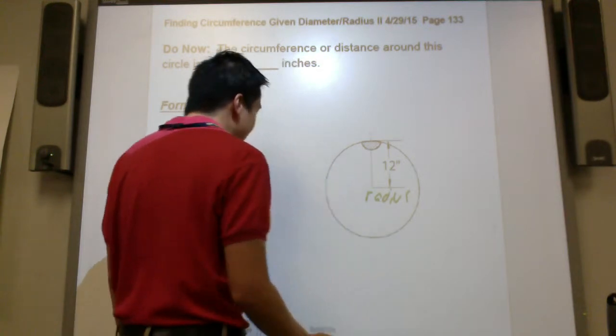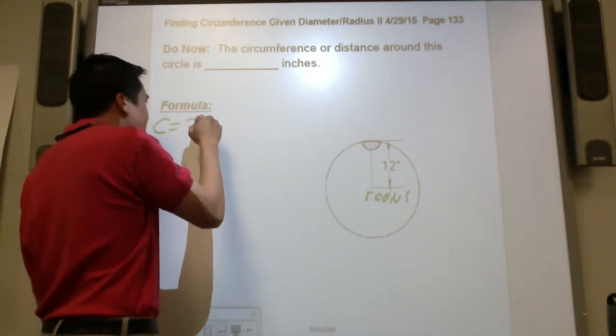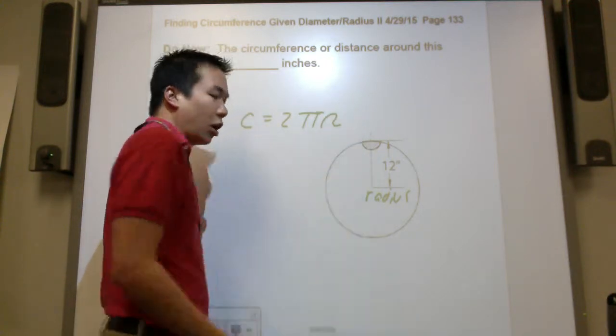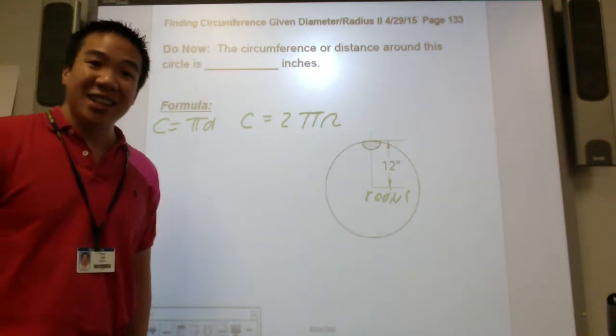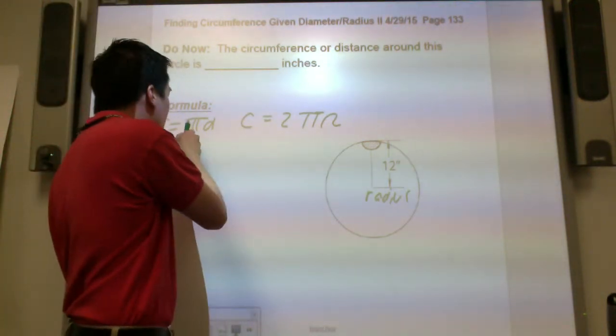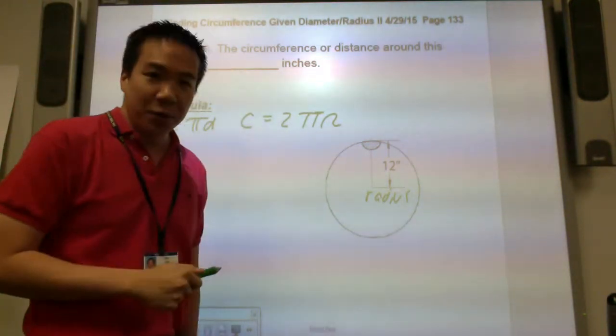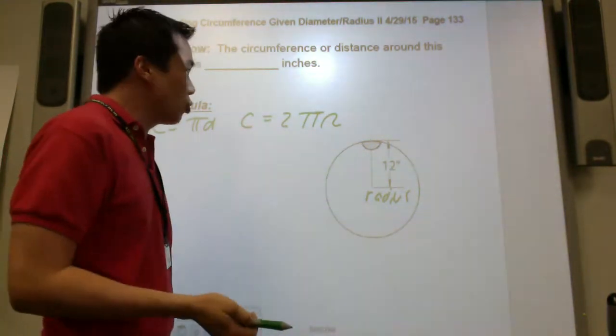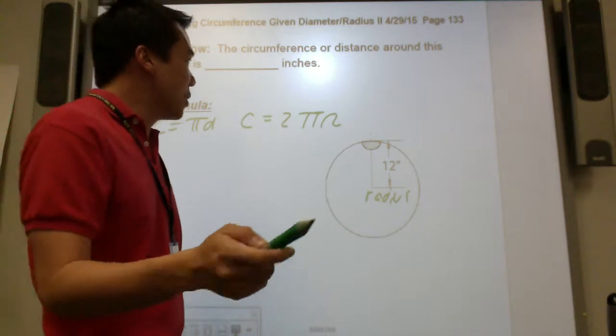So if this is the radius, there are two formulas you can use. C equals pi d or C equals 2 pi r. Again, what does C stand for? Circumference equals pi times diameter. If you are given the radius, I would use this one. Circumference equals 2 times pi times the radius.